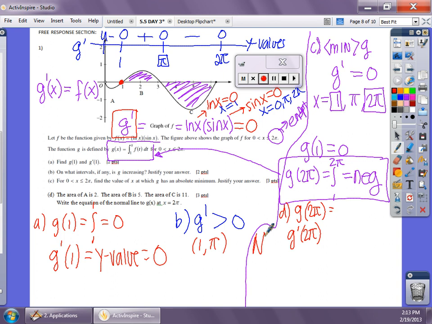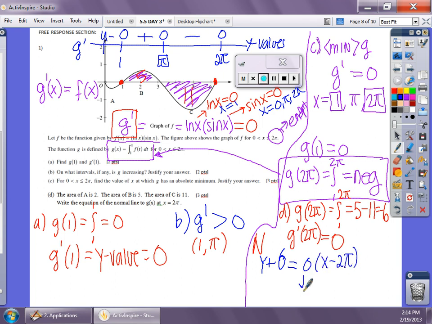We know it's negative, but now I actually gave you some values from 1 to 2 pi. And the values that I need is the fact that the area of B is 5 and the area of C is 11. So the net signed area would be positive 5 minus 11, which gives us negative 6. G prime would be the y value at 2 pi, and that's obviously 0. So the equation of the tangent line would be y plus 6 is equal to 0 times x minus 2 pi.